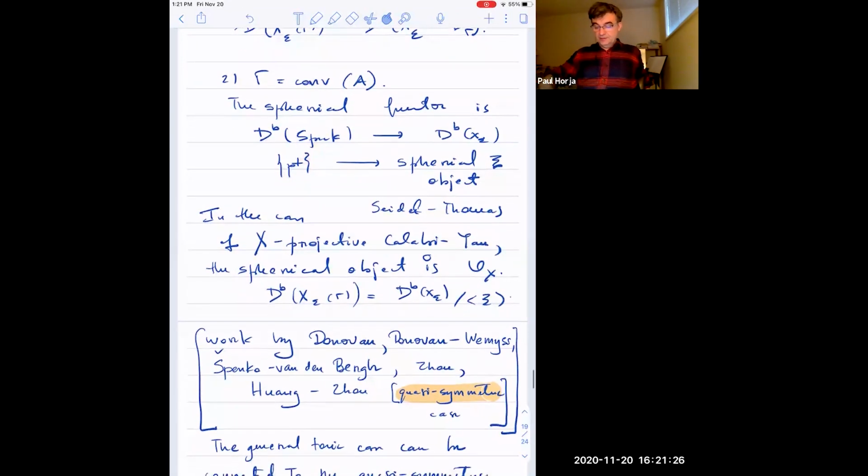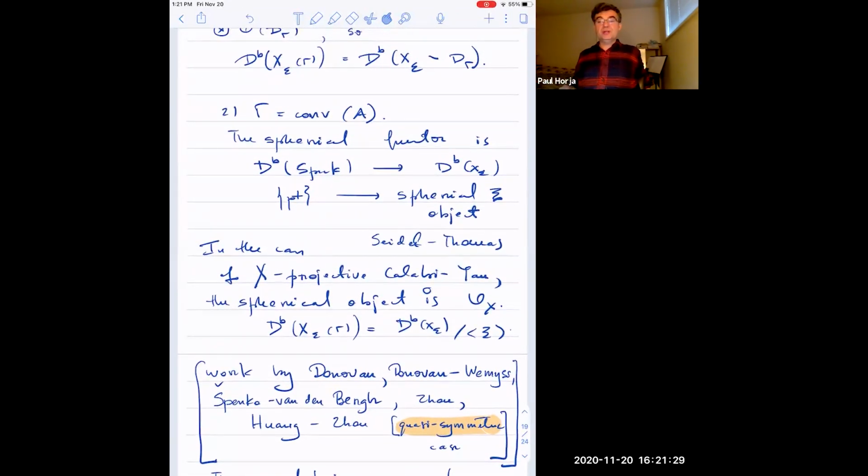And I should mention now that for this toric case even, there are various papers now available, some by Donovan and Wemyss, a more recent one by Špenko and Van den Bergh, and Zhu and Huang, and all of them concern what they call the quasi-symmetric case, where the discriminant essentially boils down to being a bunch of hyperplanes, which makes, of course, everything a little easier.